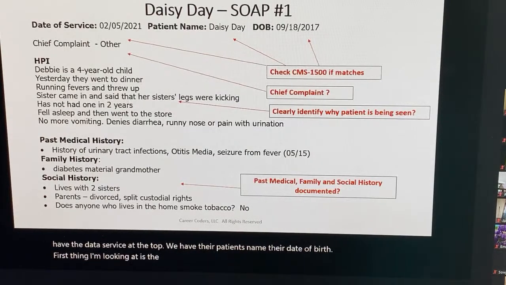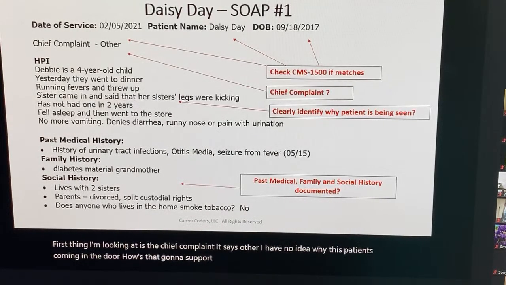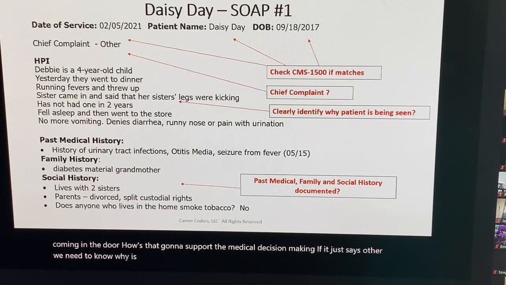It says "other." I have no idea why this patient's coming in the door. How's that going to support the medical decision making if it just says "other"? We need to know why that patient made this appointment, when they walked through the door or when they called to make the appointment.